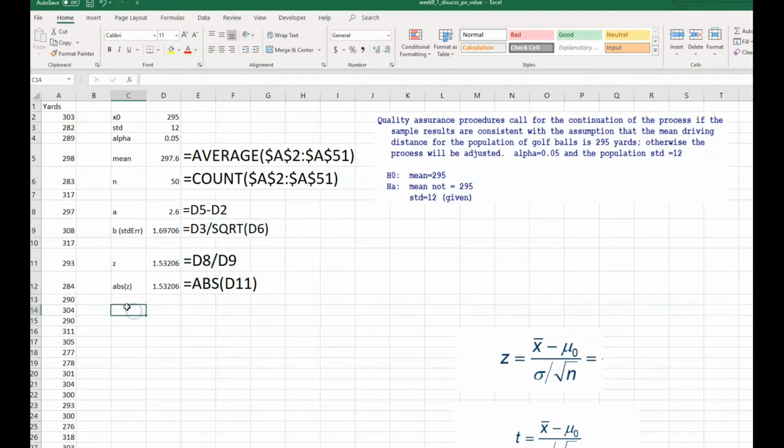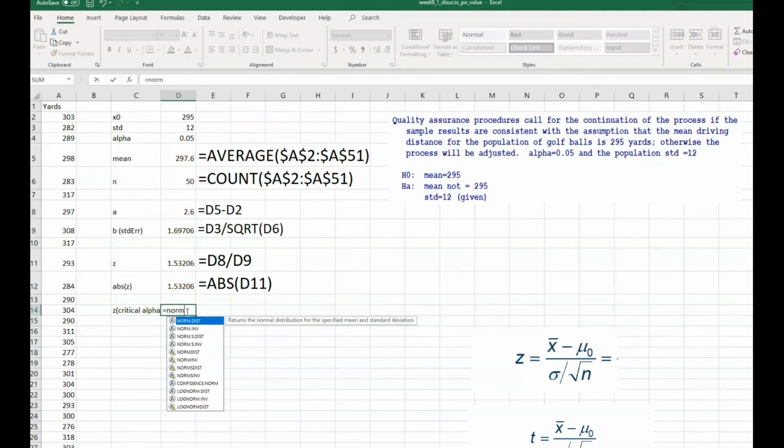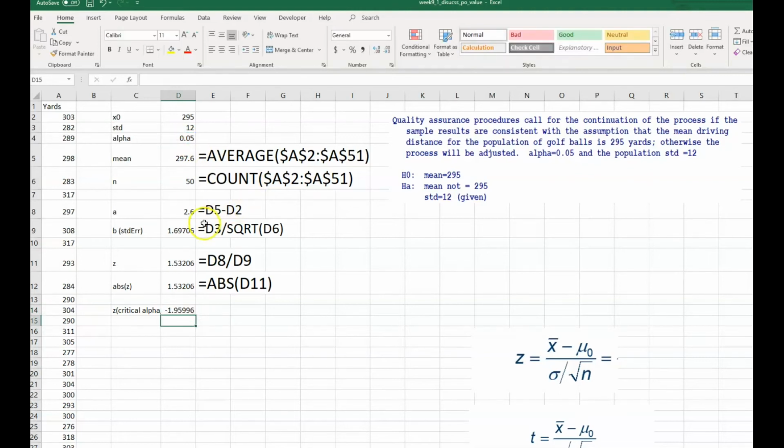Let's look at the z critical. Because this is two-sided, we have to use alpha divided by 2. So this equals NORM.S.INV, or NORM.S.INV of 5% divided by 2. I'm going to use the formula.